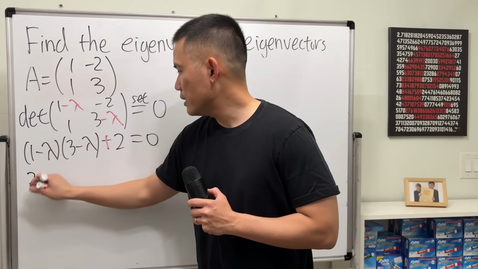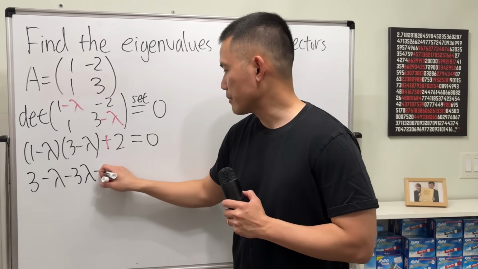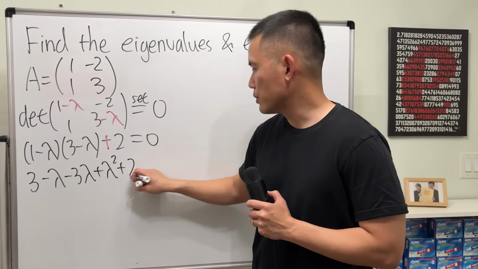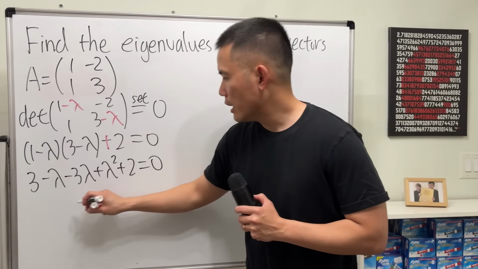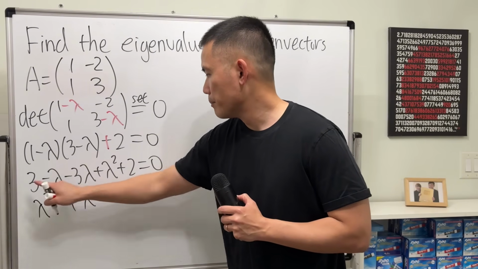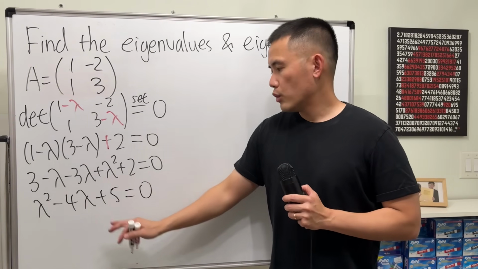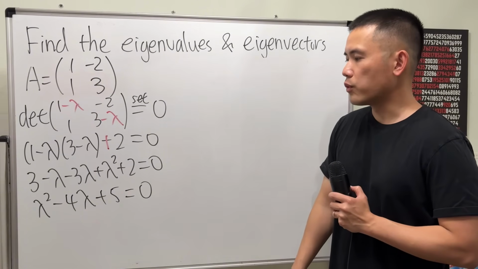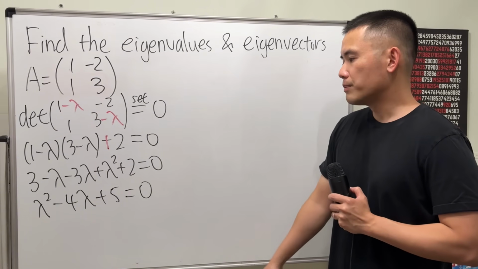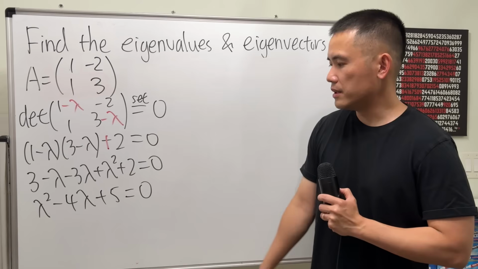And that will be 3 minus lambda minus 3 lambda plus lambda squared plus 2, and that's equal to 0. And we have lambda squared minus 4 lambda plus 5, and that's equal to 0. Right here you can try to use the quadratic formula, but since this right here is an even number, it will be easier if you use completing the square.